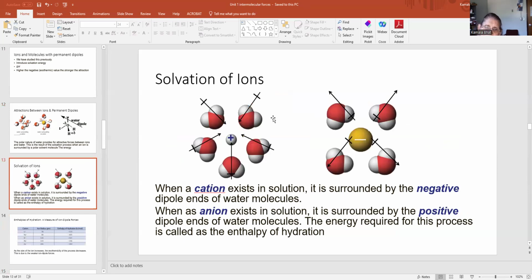Solvation of ions. When a cation exists in solution, it is surrounded by the negative dipole ends of the water molecules. When an anion exists in solution, it is surrounded by the positive dipole ends of water molecules. The energy required for this process is called the enthalpy of hydration because water is used. If any other solvent is considered, then the energy for the process would be called the enthalpy of solvation.